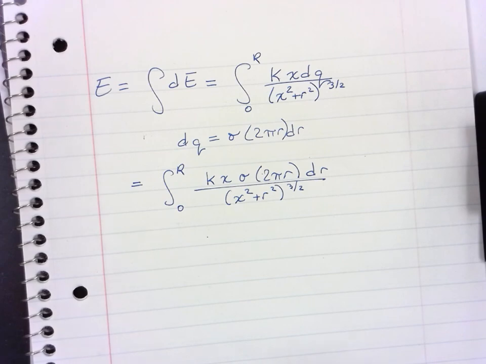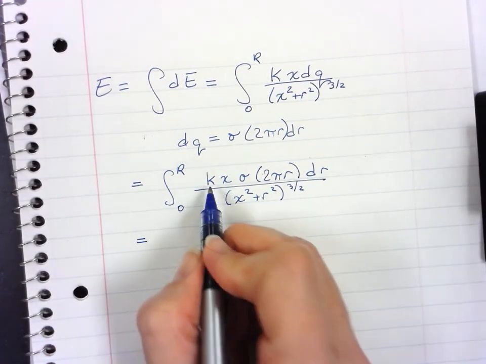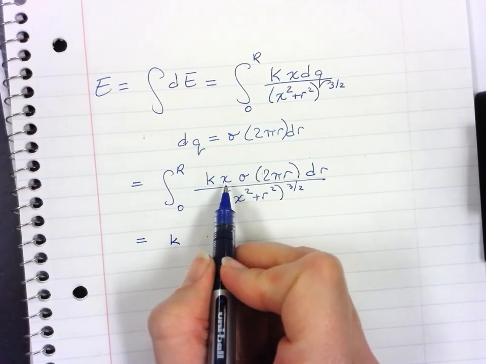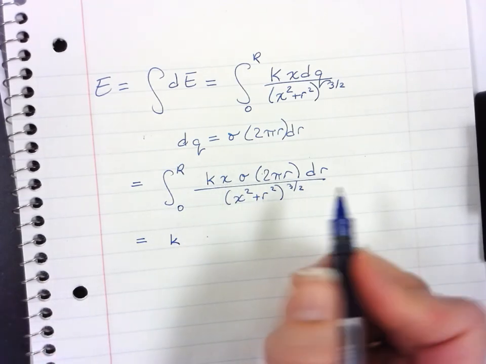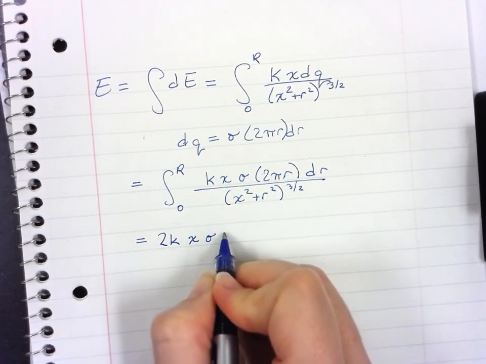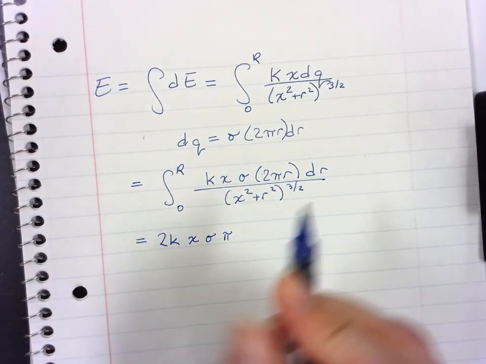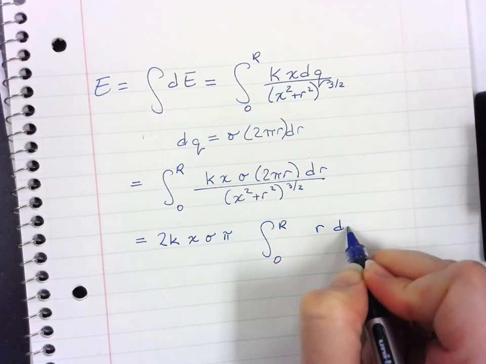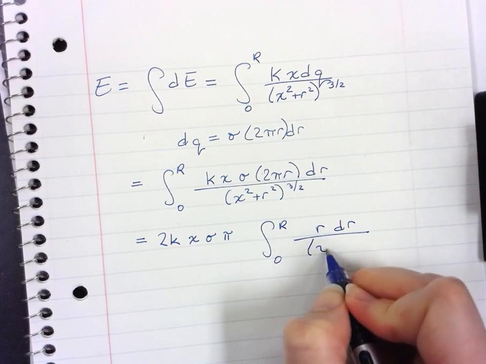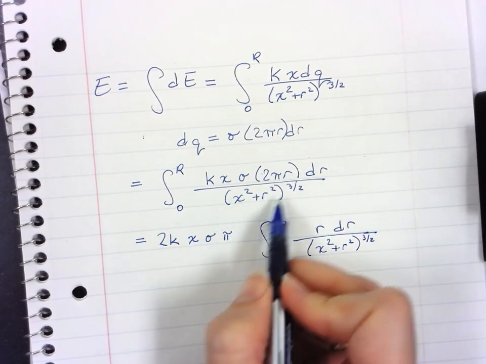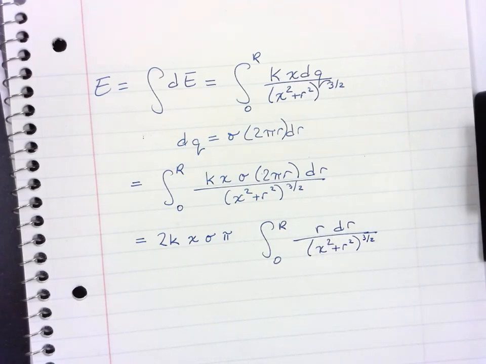First of all, pull out all the constants. So k is Coulomb's constant, always a constant. X, remember, is the distance from what was the ring, what is now the disk, to the point of interest. Sigma is the charge density. 2 and pi are both constants of the universe. So we are left inside the integral with r and dr all over x squared plus r squared to the 3/2 power. We can't pull this x out because it's inside this expression with r.